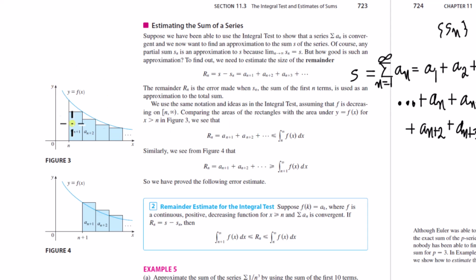Well, you can see that if you take the improper integral from n to infinity of the corresponding f of x, where you replace the n in the sequence formula with x, that's going to be less than a sub n plus 1 plus a sub n plus 2 plus a sub n plus 3 all the way to infinity. That's exactly what R sub n is. So R sub n is going to be less than or equal to the improper integral from n to infinity of f of x dx. So there's an upper bound on R sub n.